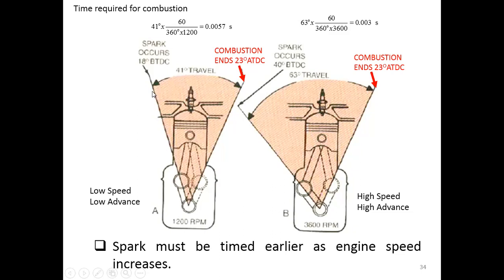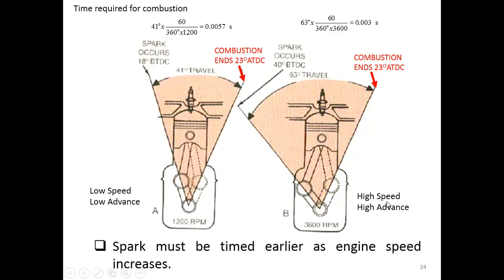So by this, if you convert this 41 degree here into the time, I show you right here, right? For 1200 RPM, 41 degree will be equal to 0.0057 seconds. This is the time for the combustion to finish. Okay, very long time in this sense, when compared with the high speed here.